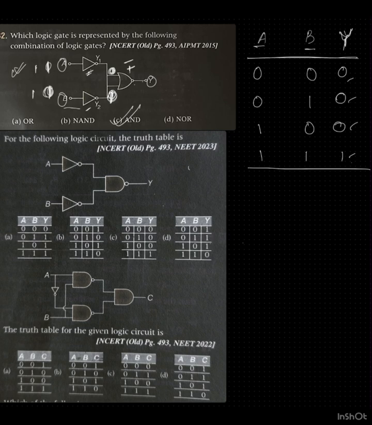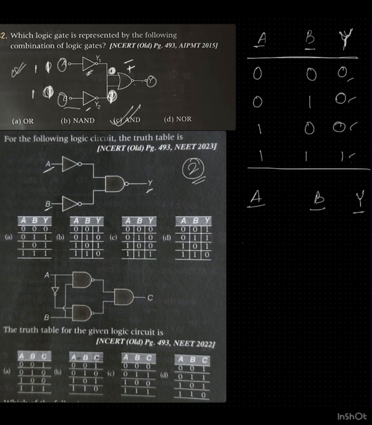That means second question, this one. Here also we have two inputs A and B, one output, and we have a certain combinational gate and we have to select the correct truth table. So I will just make the truth table roughly here, A, B and output Y.